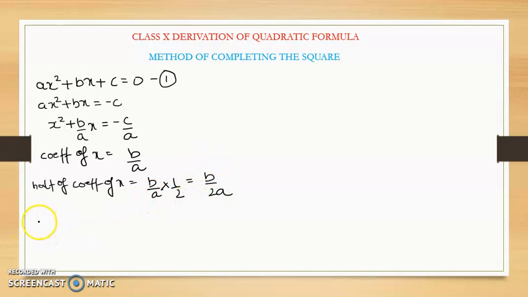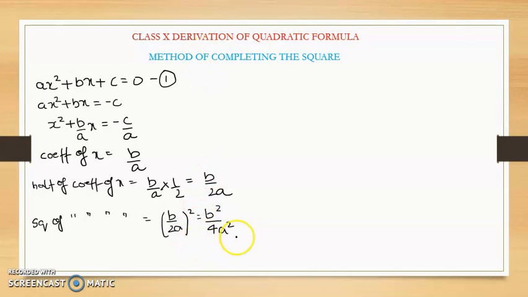Now take the square of this, the square of half of the coefficient of x. So what will be the square of half of the coefficient of x? b upon 2a whole square, which is equal to b square upon 4a square. Square of b will be b square and square of 2a will be 4a square. Have you followed till here?